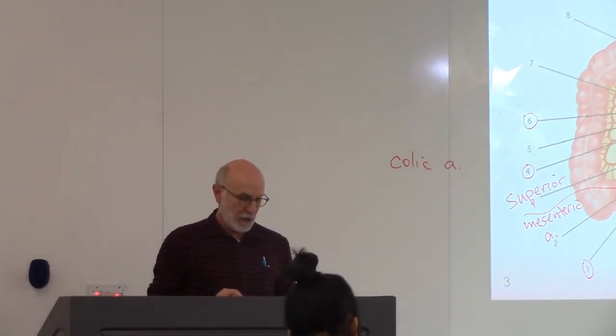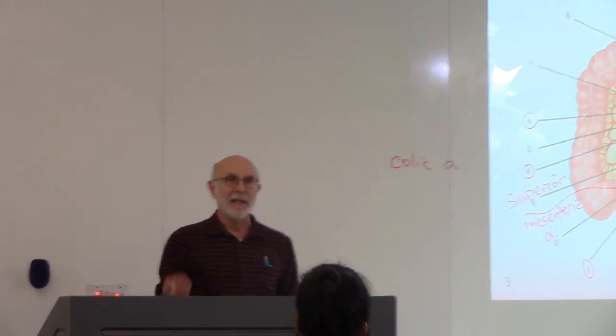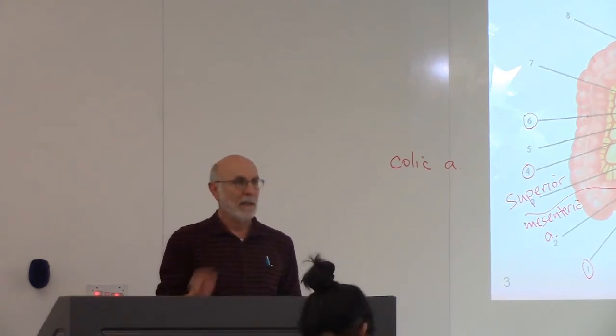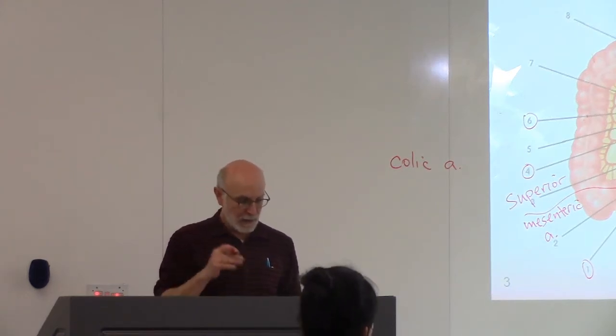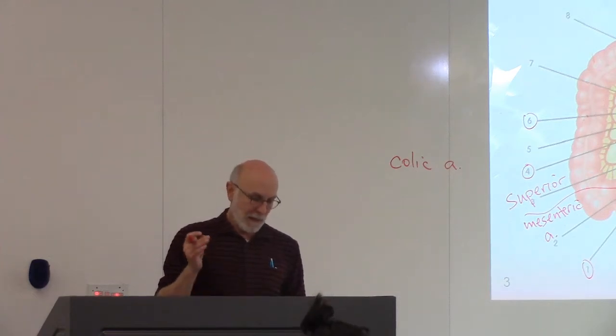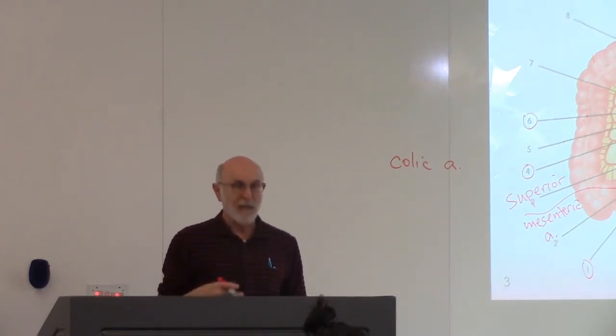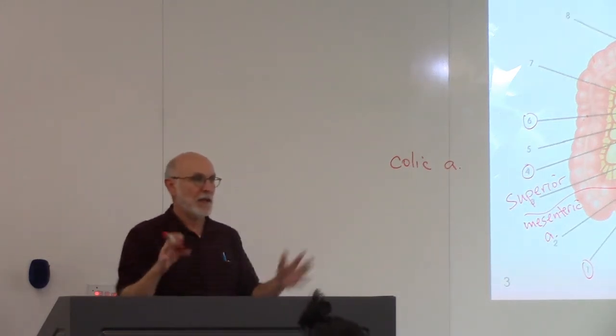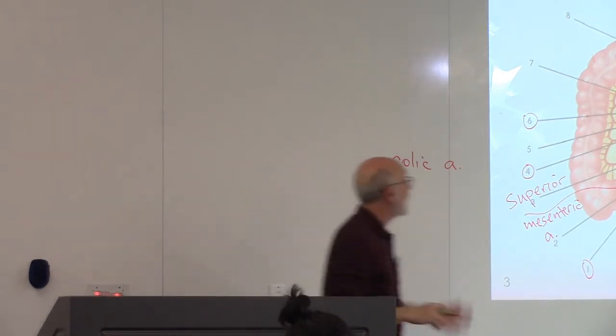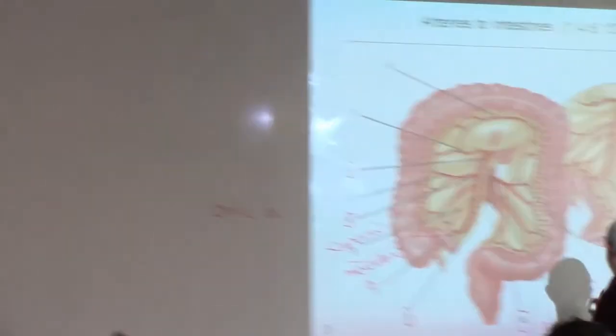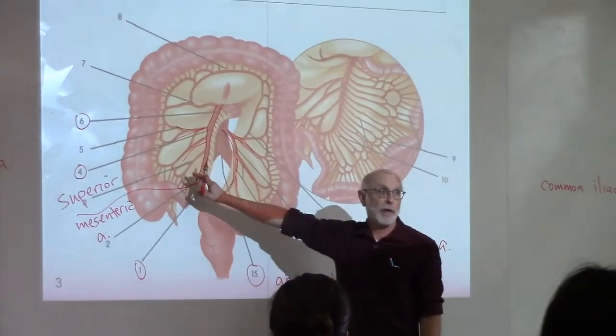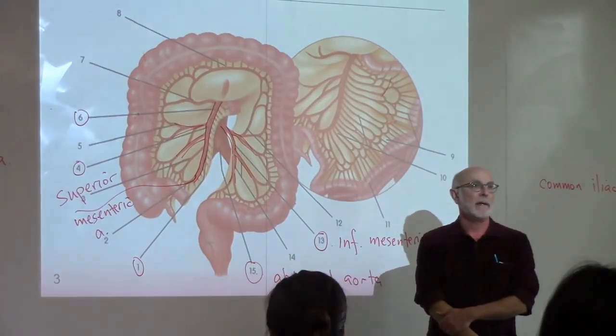I'm not going to ask you to determine the difference between the right colic, the middle colic, the left colic, the iliocolic, and the sigmoid colic. I'm not going to ask you to know those differences. But knowing that the arteries that feed into the inferior mesenteric and the superior mesenteric are the colic arteries, that's fair game.